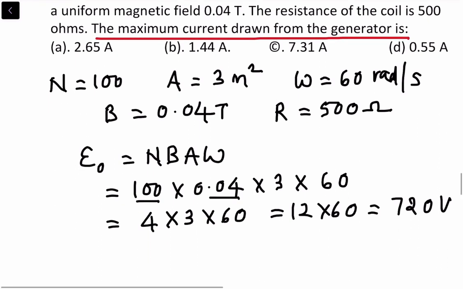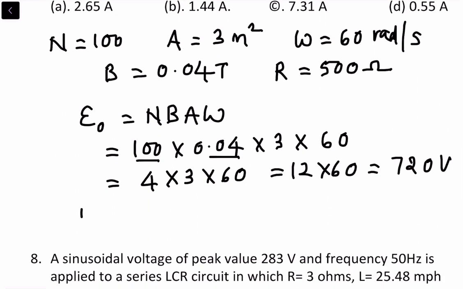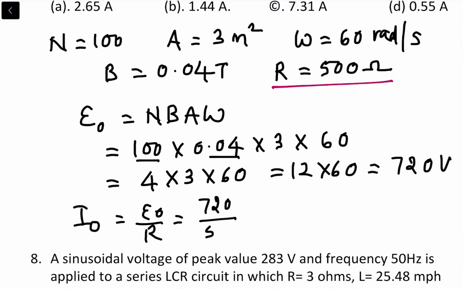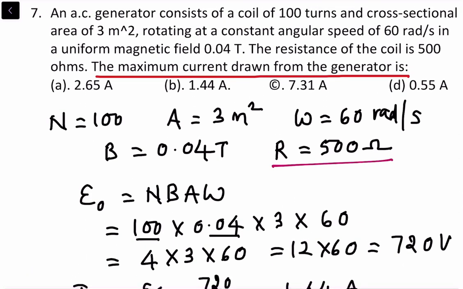Now the problem is, what is the maximum current? So maximum current I naught is equal to E naught by R, that is 720 divided by the R value they have given as 500. Once you simplify, you will get the answer, that is equal to 1.44 amps. Now let's see where this answer is. This answer is in B. That is 1.44 amps. So the answer is B.